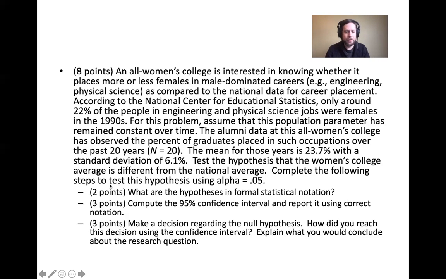And so, the three parts of the problem: we're going to determine what the null and research hypotheses are. We're going to compute the 95% confidence interval. I want to remind you that the reason we're doing this 95% confidence interval is because alpha equals 0.05. That means there's 5% in the tails. When you're doing a confidence interval, if there's 5% in the tails, that means there's 95% in the middle section of your distribution. So a 95% confidence interval means 95% of the distribution is in that middle section. We're going to make a confidence interval centered around our sample mean, 23.7. And then we will make a decision regarding whether to accept or reject the null hypothesis.